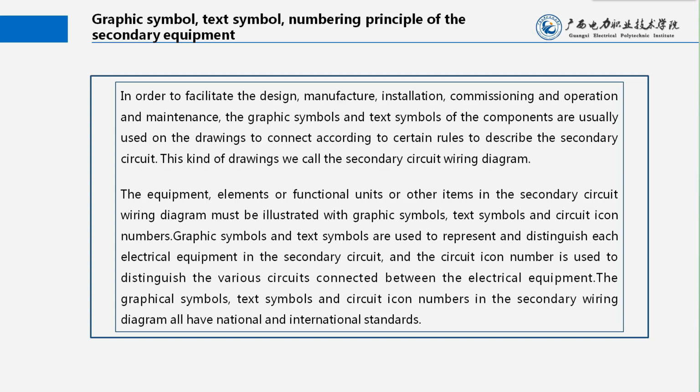Graphic symbols and text symbols are used to represent and distinguish each electrical equipment in the secondary circuit, and the circuit icon number is used to distinguish the various circuits connected between the electrical equipment. The graphical symbols, text symbols and circuit icon numbers in the secondary wiring diagram all have national and international standards.